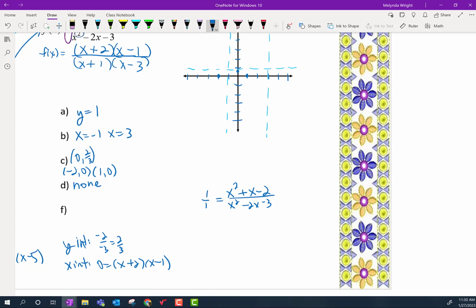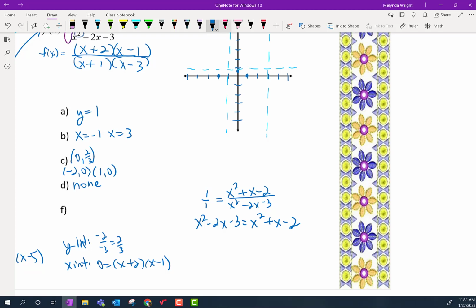So let's cross multiply. So 1 times x squared minus 2x minus 3 is x squared minus 2x minus 3. 1 times x squared plus x minus 2 is just that. So that's kind of handy. Our horizontal asymptotes aren't always going to be 1. That's just kind of handy that it is. It could be 0, and then you'd say 0 over 1, or it could be 2, and then you would say 2 over 1. Whatever it is.